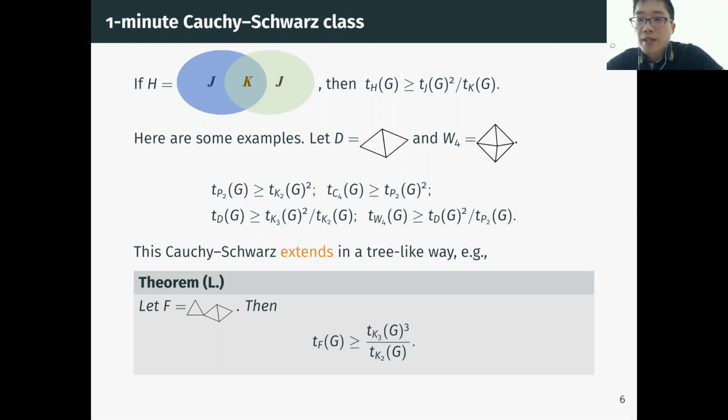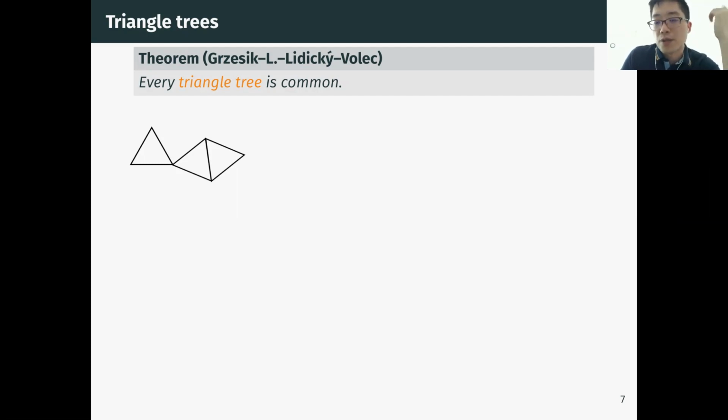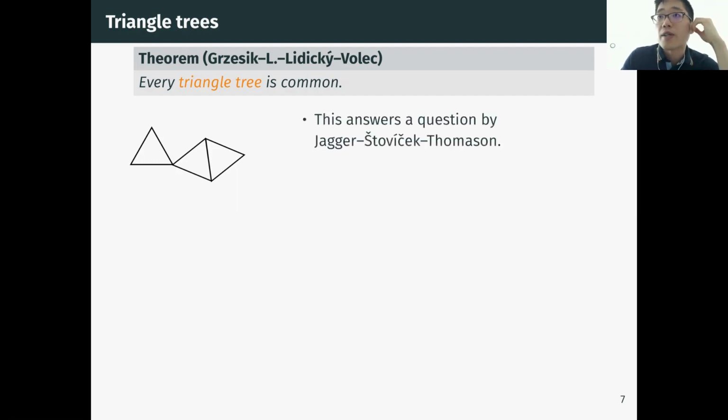And this extends in a tree-like way, in a similar way. Okay, so let's see the proof for this theorem. This is our theorem: every triangle tree is common. In particular, this fish is common. And this particular graph was a question by Jagger, Šťovíček, and Thomason. They actually didn't know whether this particular graph is common or not, although they knew that this part, which is a triangle edge tree, and this part, which is a triangle vertex tree, are common.